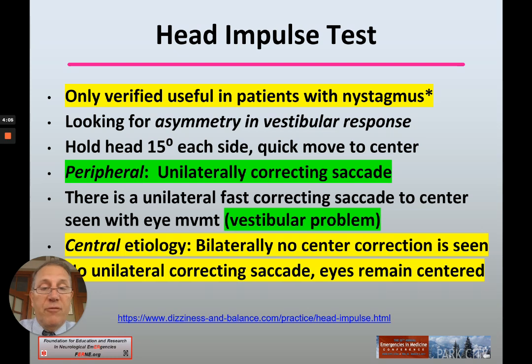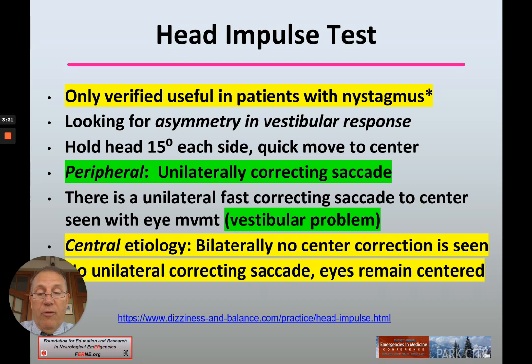If there's a peripheral etiology to the problem causing the vertigo, there will be a unilateral correcting saccade. In other words, the eyes will have to lag as they move back centrally when the head is moved quickly to the center. In this case, there is a unilateral fast correcting saccade to the center seen with eye movement, suggesting a vestibular problem.